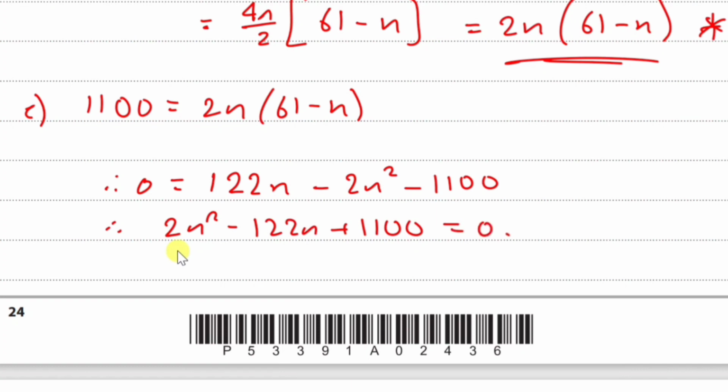Okay, and then divide that by 2, just to make it easier looking. n squared minus 61n plus 550 equals 0. You don't have to do this, but it just helps.